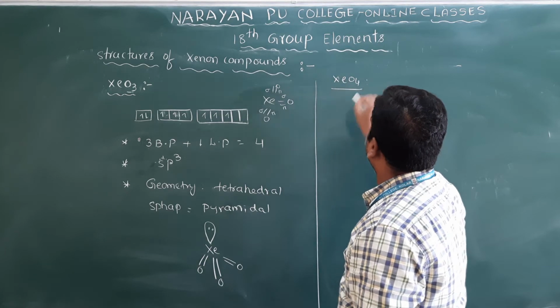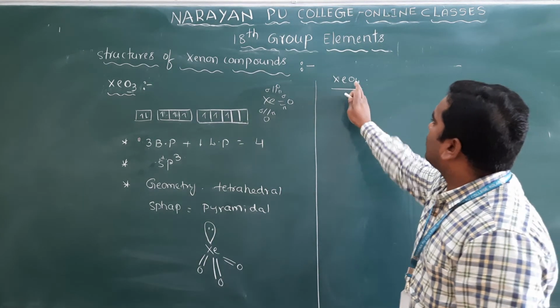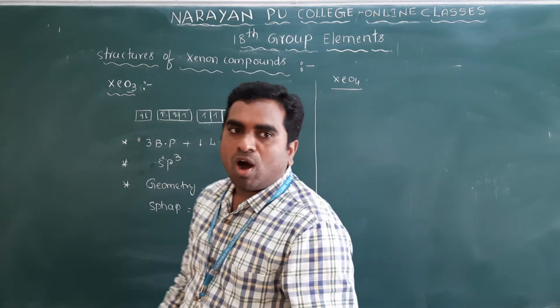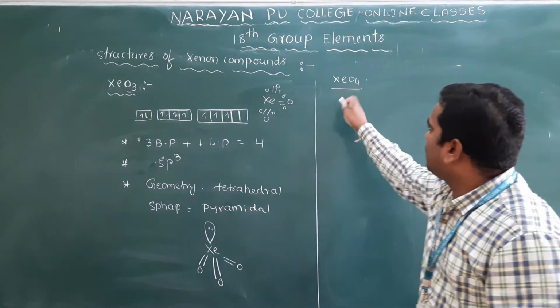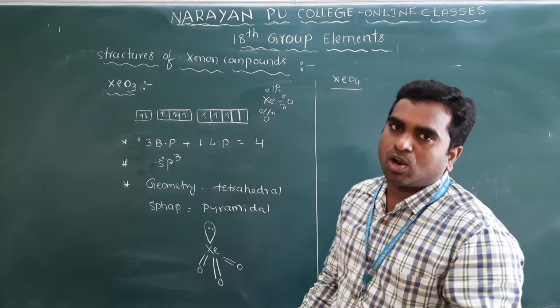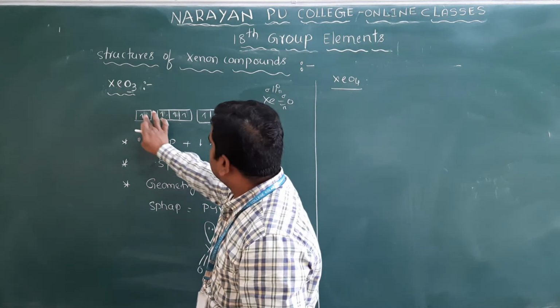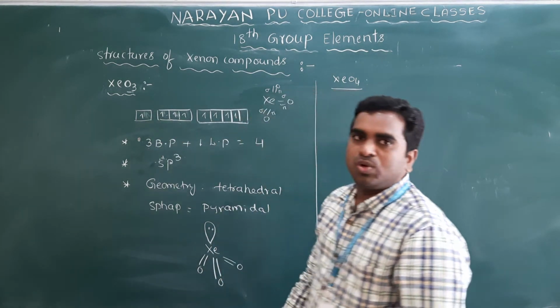XeO4 means, how many bonds will xenon form with the oxygen? Each oxygen forms 2 bonds with the xenon. Clear? How many oxygens are there? 4. That means total how many bonds? 8 bonds. 8 bonds means all these electrons should be involved in the reaction.